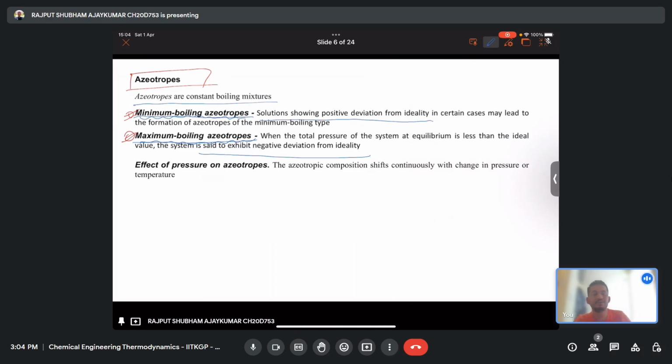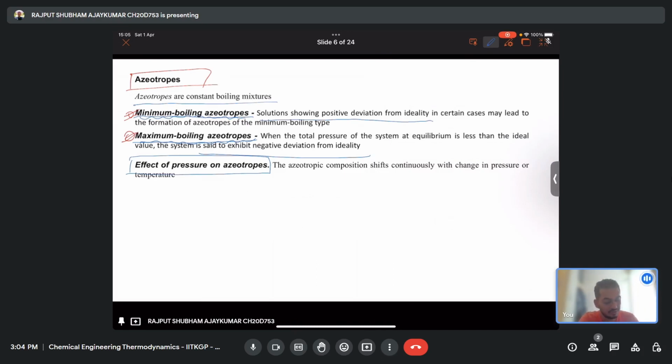Now there is an effect of temperature and pressure on the azeotropic compositions of the mixtures. How to identify that? I've written the effect of pressure on the azeotropes here. The azeotropic composition shifts continuously with the change of pressure or temperature. So if you change the temperature and pressure, the composition of the azeotropic mixture changes accordingly. So temperature and pressure predominantly affect the azeotropic composition. How we will be able to separate them, we will see in the further classes.